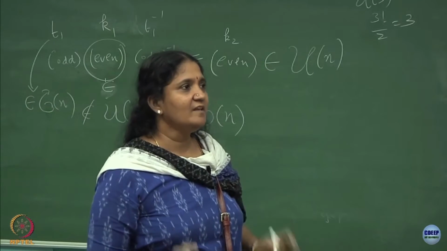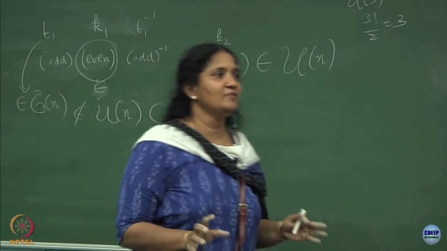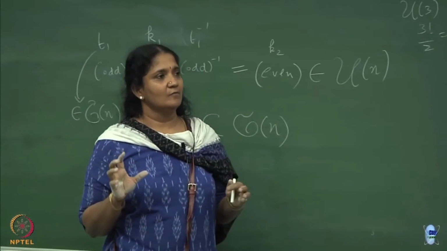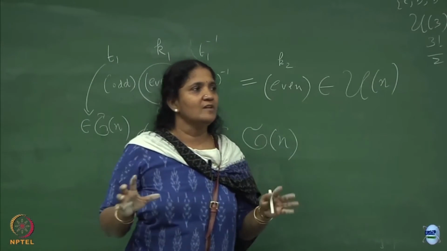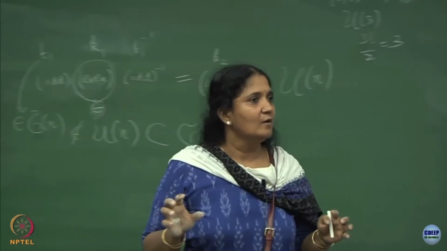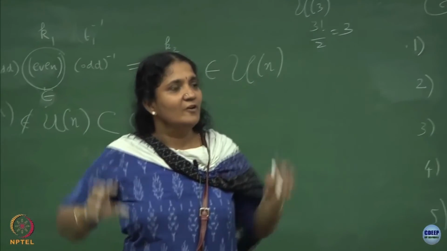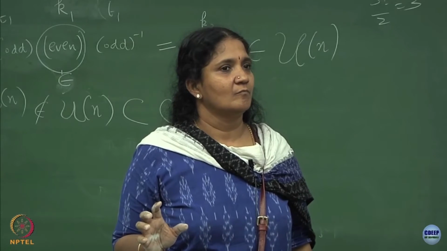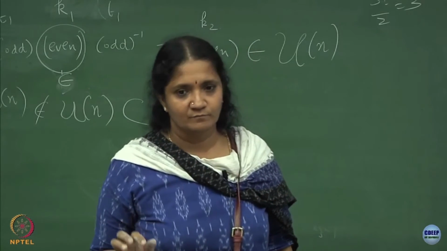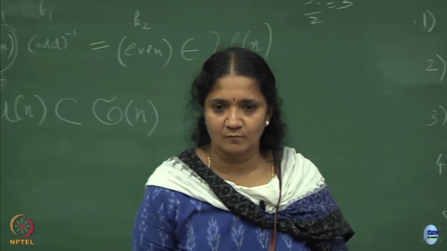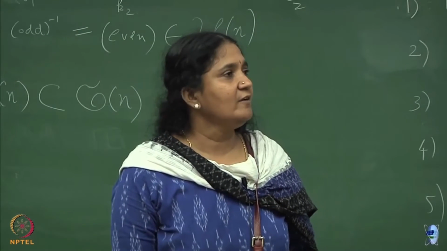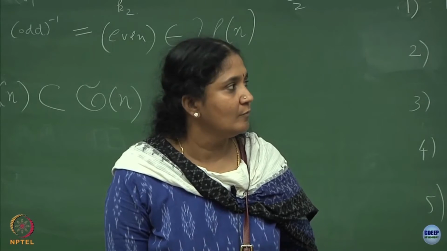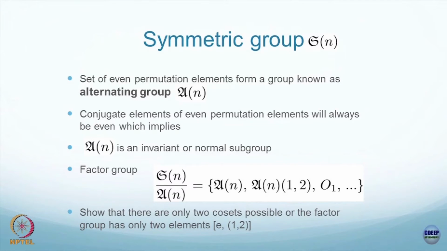So, I am just stressing the fact that the even permutation elements, which form a subgroup of the total symmetric group of degree n, is also an invariant or a normal subgroup. Okay. So, Un is an invariant or a normal subgroup. Okay.